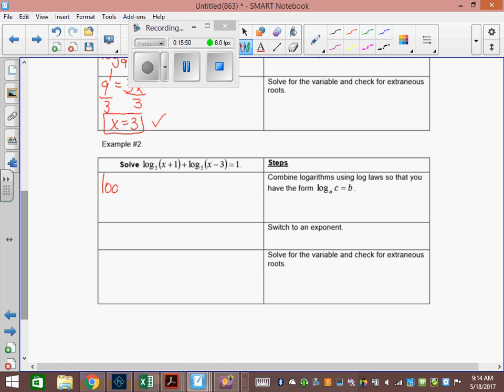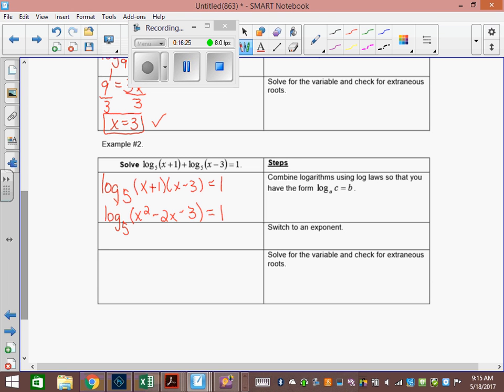So I'm going to go log base 5. There we go. x plus 1 times x minus 3 equals 1. Now I have log base 5 of x squared, FOIL it out, minus 3x plus 1x is minus 2x, 1 times -3 is -3, equals 1.